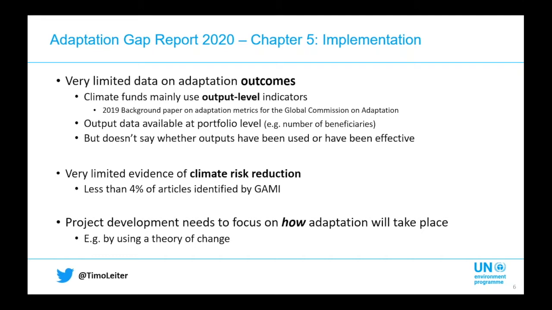This has been confirmed by data from the Global Adaptation Mapping Initiative, where only 4% of the articles were classified as being at this stage of risk reduction. So while a lot of actions are happening, there's very limited evidence of them actually reducing climate risks. One of the recommendations of the chapter is for project developers to focus more closely on how the projects intend to achieve adaptation, for example, by using a theory of change.